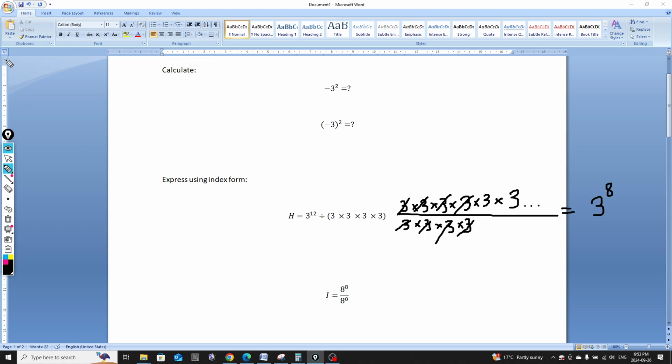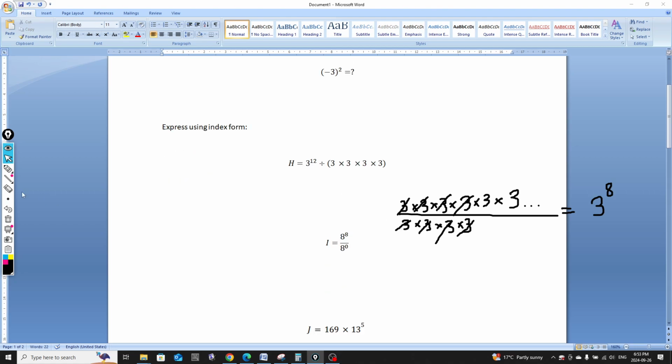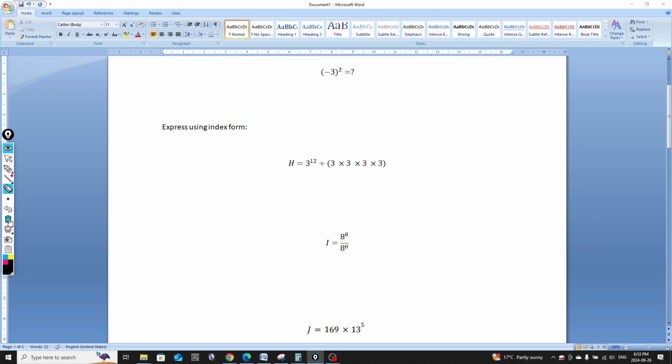Alrighty, let's take a look at this guy right here. 8 to the power of 8, over 8 to the power of 0. Using that same idea, I've got 8 8's in the numerator and none in the denominator. Are any of those 8's going to cancel out in the numerator? Well, the answer is no. I'm not going to be able to cancel out any of them. So my answer is just going to be straight up 8 to the power of 8. That's my final answer.